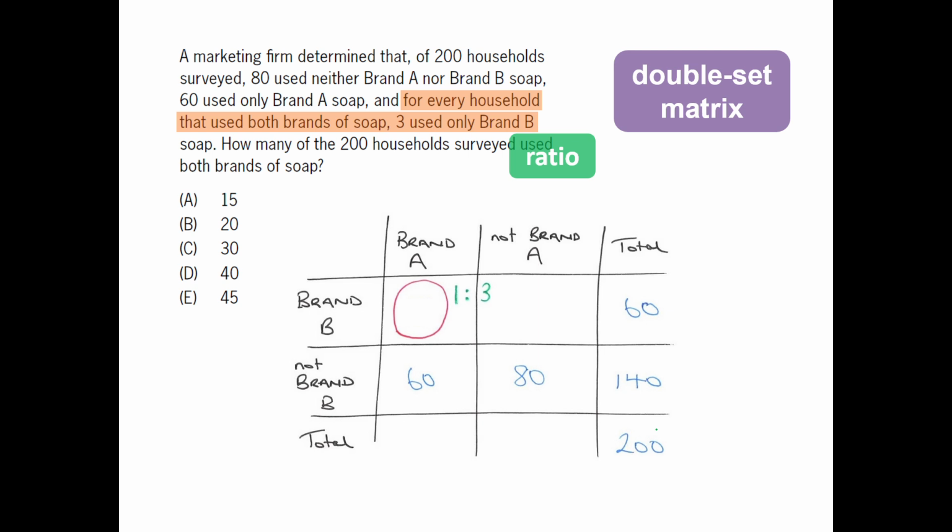For the final step of solving this problem, there's a few different ways we can do it. We could make an equation, 1x plus 3x. We could use a multiplier for the ratio because we know it needs to total 60. Or my favorite is to work backwards from the answer choices. If I try out answer choice A, that would be 15 in this box. 15 times 3 makes 45 for this box. And hey, that works out. Answer choice A is the correct answer.